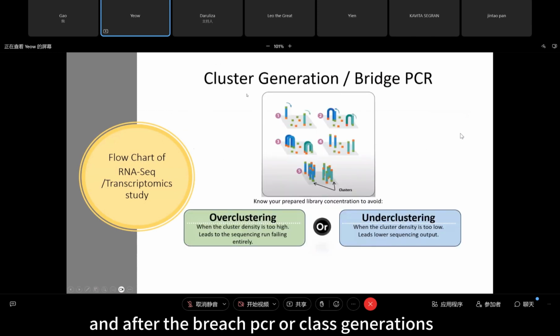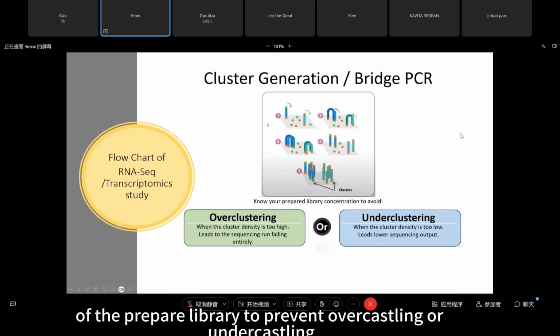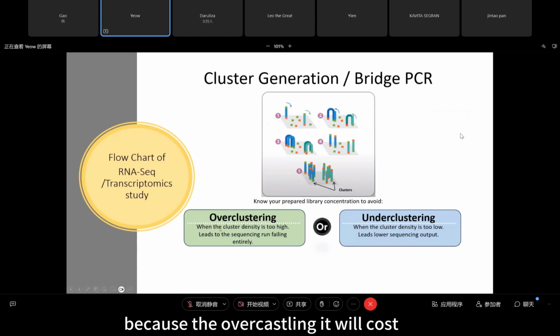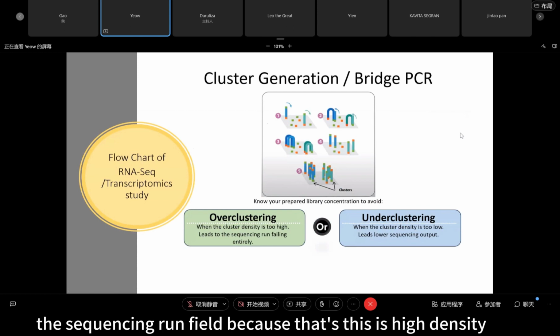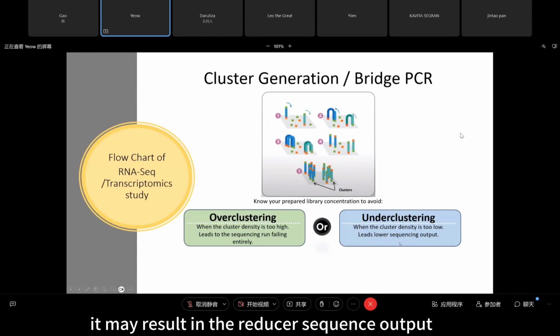After the bridge PCR or cluster generation, it's important to assess the concentration of the prepared library to prevent over clustering or under clustering. Because over clustering will cause the sequencing run to fail, because of the high density. Under clustering, on the other hand, may result in reduced sequence output.